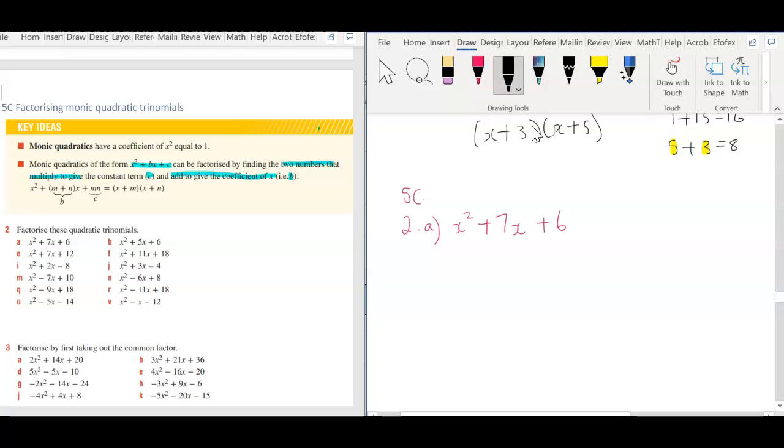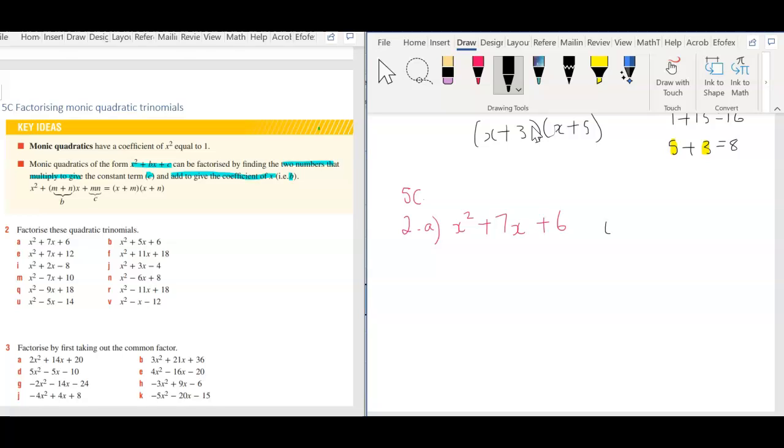Okay, so we need two numbers that multiply to give us 6 and add to give us 7. Now, it's always a good idea to find your factor pairs first, because obviously you can have many different combinations that add to give you 7. So it's easier to do your factor pairs.